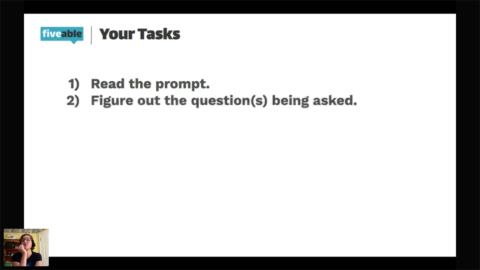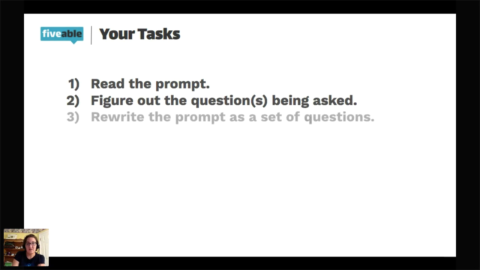Number 2, you got to figure out the questions that you're being asked. And that's the next thing we'll do after this: how do I figure out what questions I'm being asked in this? Because there's some implied questions and then there's some direct questions. So there's big and little questions going on there. So you got to figure out what questions you're being asked.